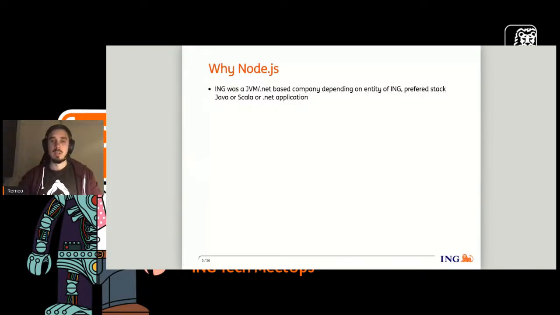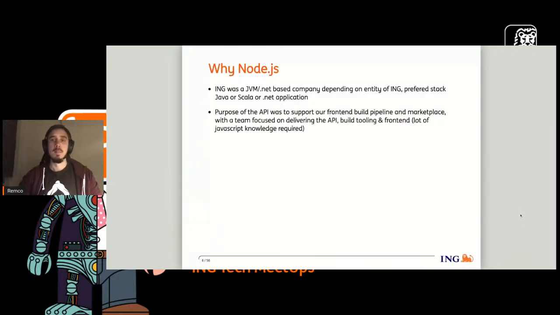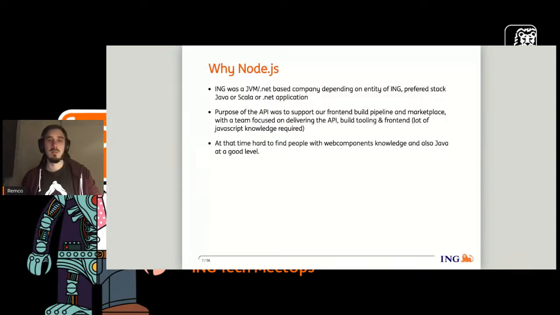However, because of the fact that we were a front-end build pipeline team with a front-end in front of it as well, but we needed to deliver all the different aspects. That means there's a lot of JavaScript knowledge required. And with a team of only 4 or 5 developers back then, and a very hard time to find people that had web components knowledge, which we just started to adopt as ING, and also have a very good Java base. It's very hard to find, or was very hard to find, developers like that back in the day.